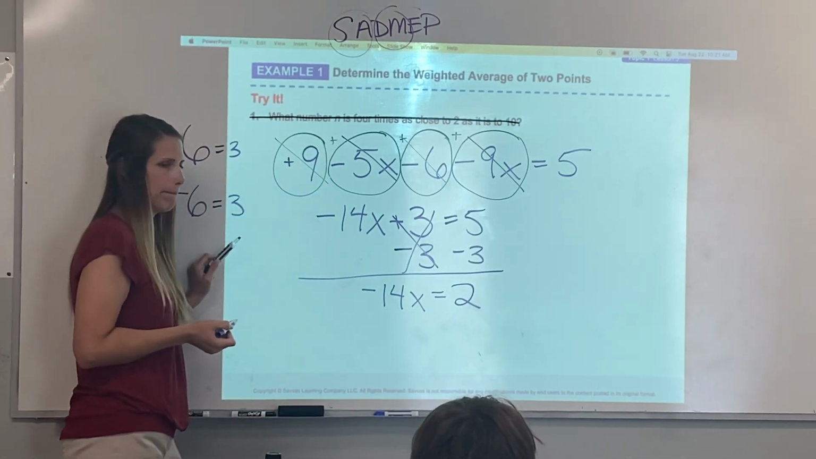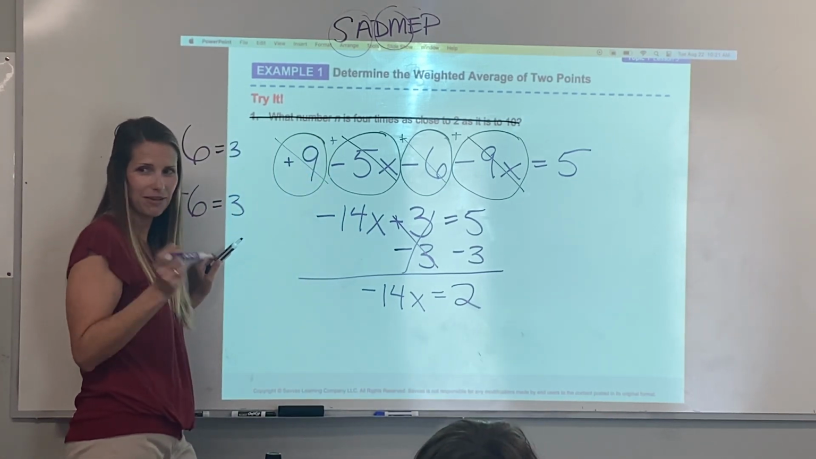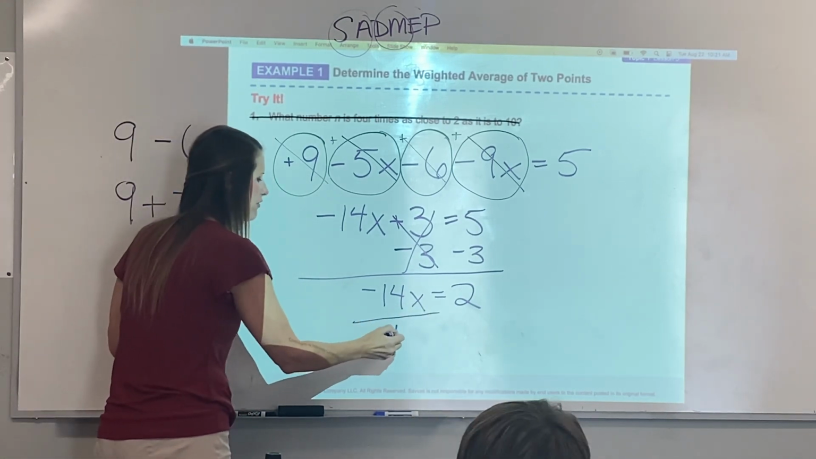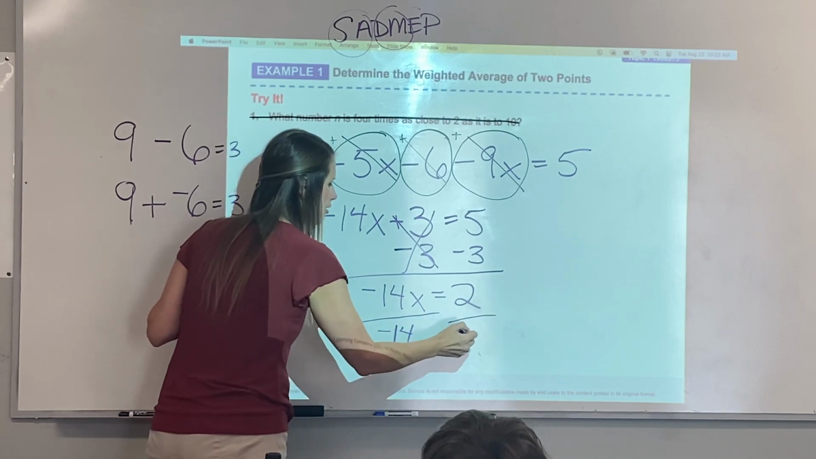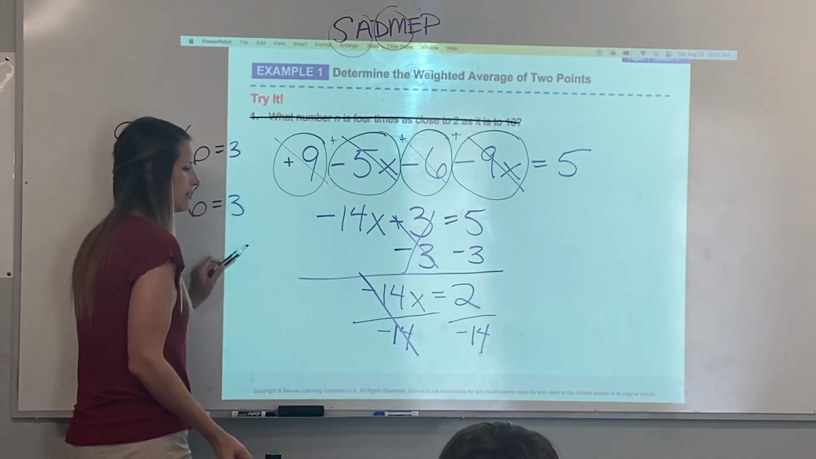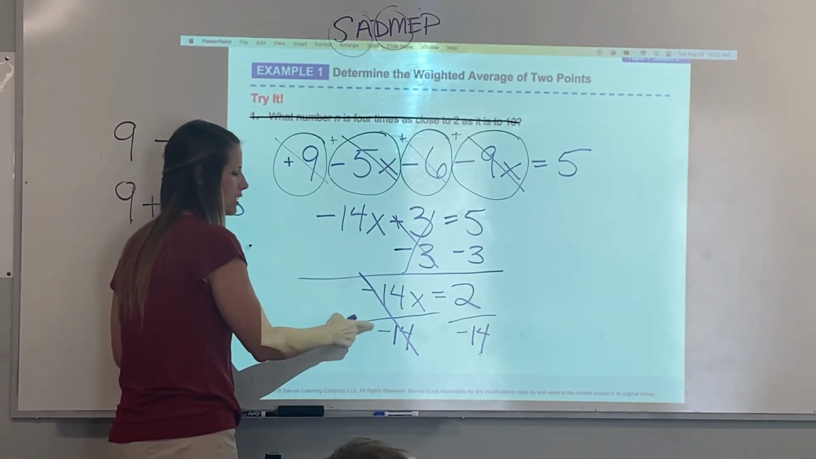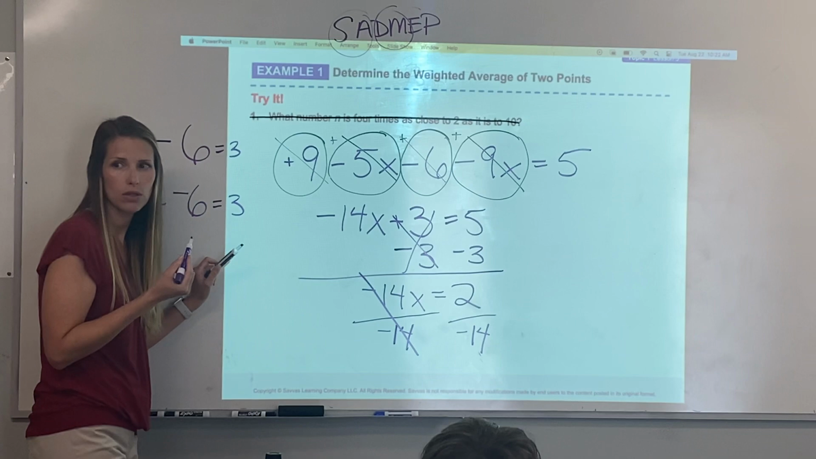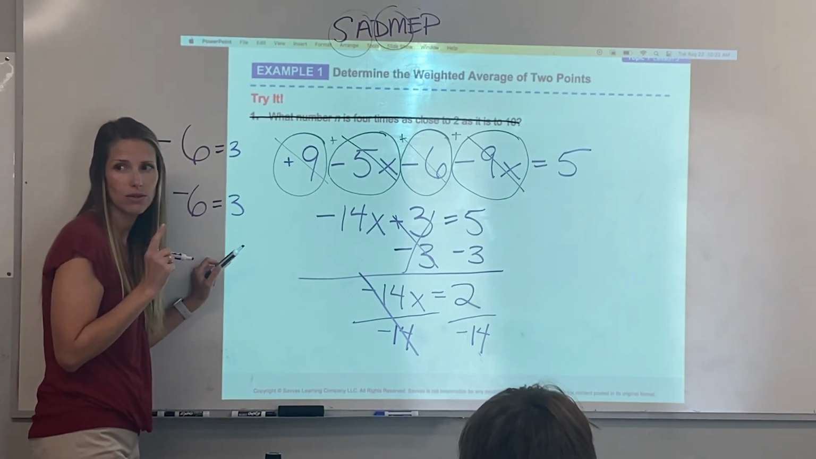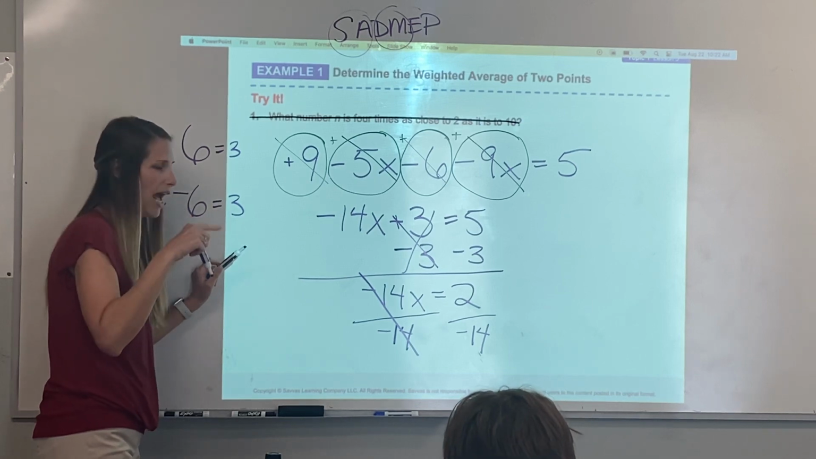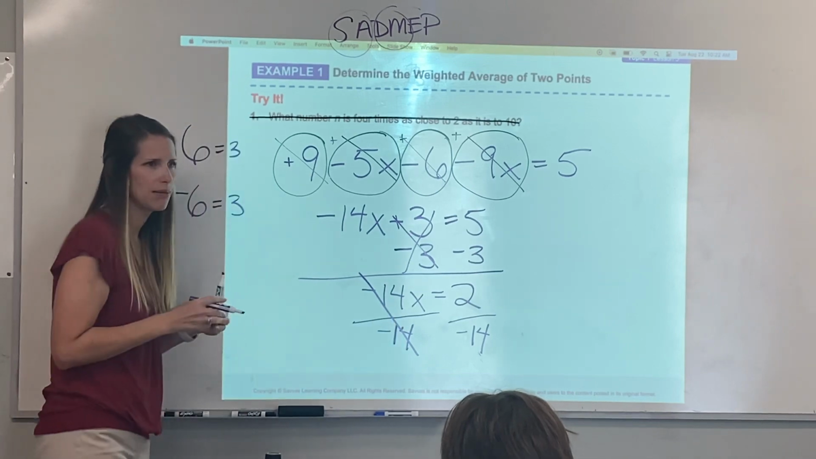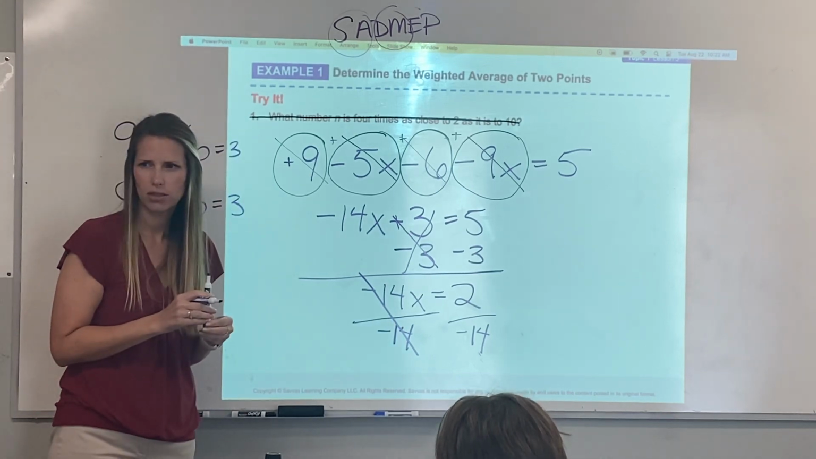What's the last step? We divide by negative 14 on both sides. Cancel, because this negative 14 divided by itself cancels out to not 0 this time, it cancels out to 1. But doesn't that have value? Well, if x is being multiplied times 1, does x change?